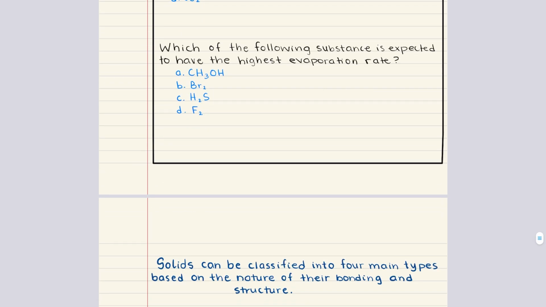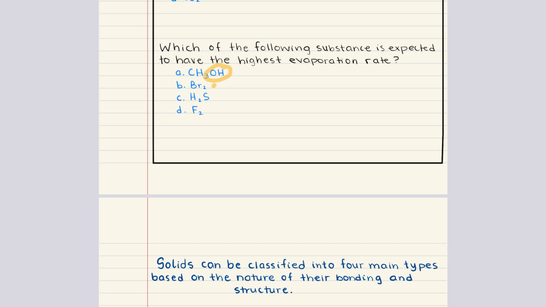Finally, this last problem here says which of the following substances is expected to have the highest evaporation rate. Evaporation rate is inversely related to intermolecular force strength. Substances with weaker intermolecular forces evaporate more easily because their molecules require less energy to escape into the gas phase. So keeping that in mind, let's evaluate each option. A is methanol. This exhibits hydrogen bonding due to the OH bond. So that means it has strong intermolecular forces and a relatively low evaporation rate.